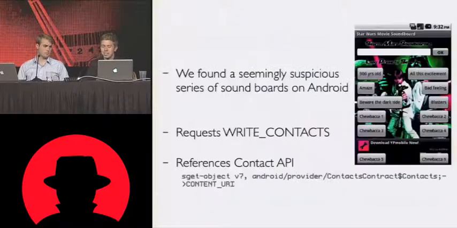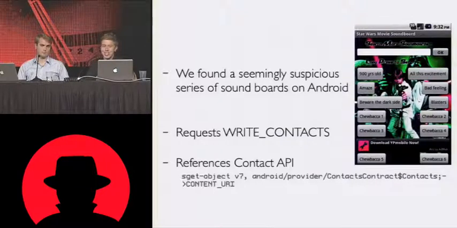Let's see why one of these apps is doing this. We first looked at an Android app, a soundboard app. And we said, well, why is a soundboard accessing my contact list? That's pretty weird, right? So it requests the write contacts permission on Android, and it references the contacts API. Specifically, in this case, it pulled out the URI for the content provider. We would also have found it if it had a string for a content provider, if it referenced any content provider or contact content provider methods.